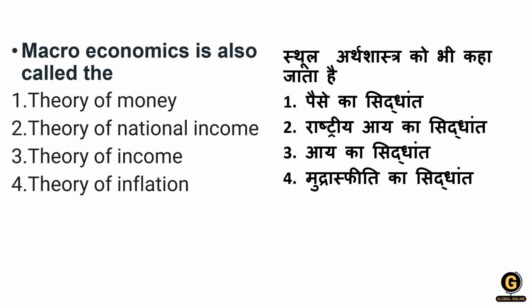The next question is, macroeconomics is also called what? This is a direct question on macroeconomics. The options are theory of money, theory of national income, theory of income and theory of inflation. Not theory of money, not theory of national income and not theory of inflation. The correct answer of this question is option 3, theory of income, because in macroeconomics we study the various incomes that come from individuals and firms. So macroeconomics is called the theory of income.